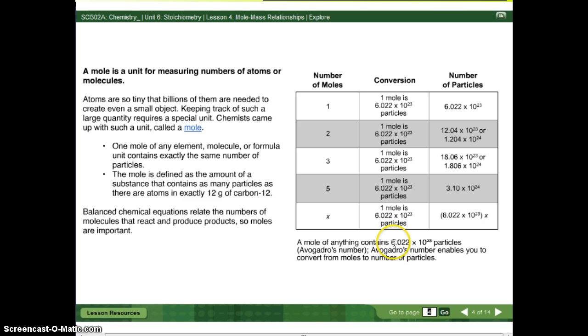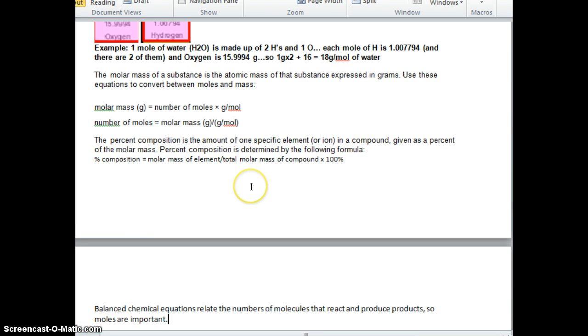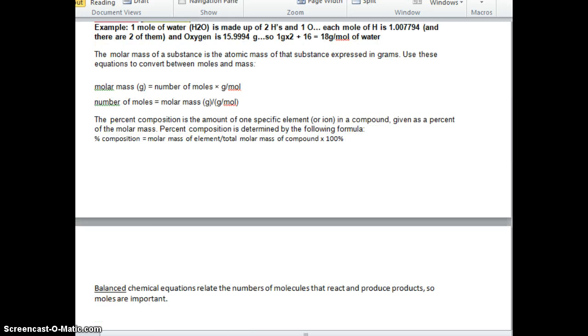All right, and then again, it goes over a chart. Go ahead and hit pause and read through this again if you'd like to, talking about how if we want to know how many molecules are in 5 moles, we just multiply 6.022 times 10 to the 23rd times 5. And I'm going to take this last sentence and add it to our notes because that is very important to remember the why. So it needs to be balanced and it relates to molecules that react and produce products, so moles are important.